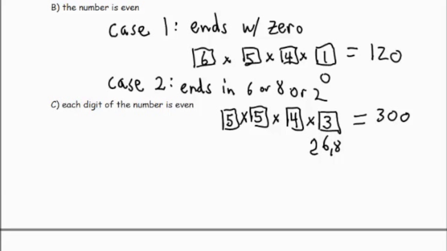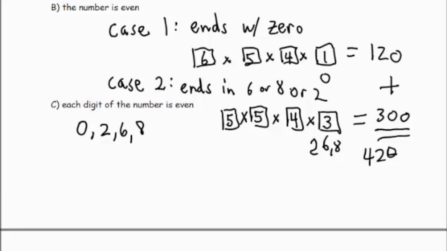Now, understand that of those 300, just by symmetry, 100 would belong to 2, 100 to 6, 100 to 8. So fewer numbers for each of these because the 0 can't be in the ones position. Now, these cases are not counting the same numbers, there's no overlap, so we add the answers for each case, and we end up with 420. Okay, 420. All right, part C, each digit of the number is even.